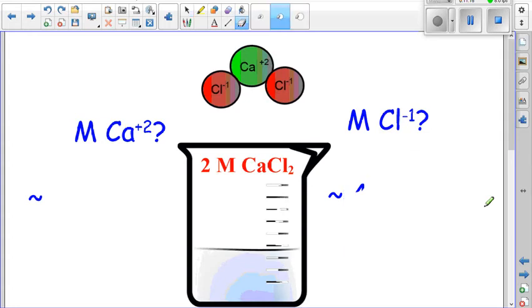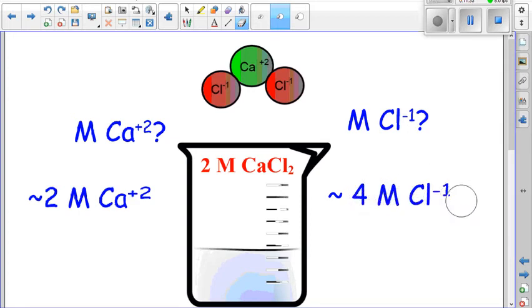So if I have 2 molar calcium chloride, what is my concentration of just calcium floating around in there? It'll be 2 molar. What will be my concentration of chlorines floating around in there? It'll be 4 molar. Okay? So for every 2 calcium floating around, you'll have 4 chlorines floating around, or you could say 1 to 2 ratio.